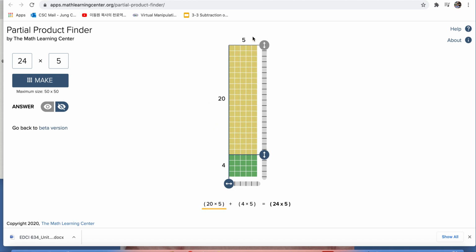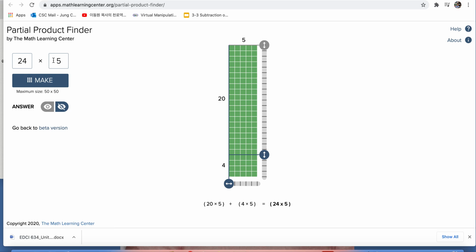Because I know 2 times 5 is 10, then 20 times 5 should be 100. So this is 100. And how about this part? It's 4 times 5, 4 by 5. 4 times 5 is 20. So we know the upper part here, 20 times 5, plus this part, 4 times 5, is exactly the same as 24 times 5. That's exactly the same. So instead of doing 24 times 5, we can just do 20 times 5, 100, plus 4 times 5, 20, 120. So that's kind of easy.